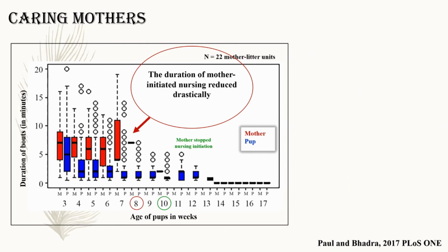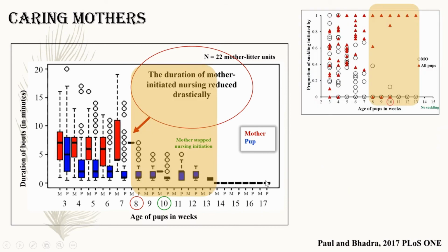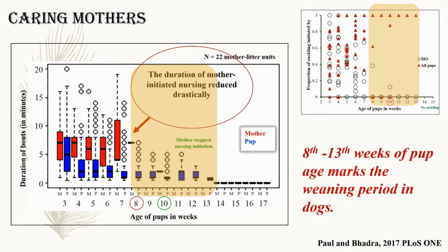Ignore the statistics and the details of the graph. What I want to highlight is it is also around this time that the duration of mother-initiated suckling reduces, and the blue ones, the pup-initiated suckling goes up, and after a point, both parties agree from the 14th week onwards, no more suckling is necessary. The two graphs fitted together very nicely, and we found support for the offspring conflict theory over weaning.